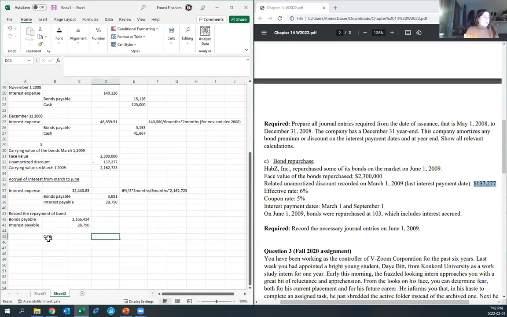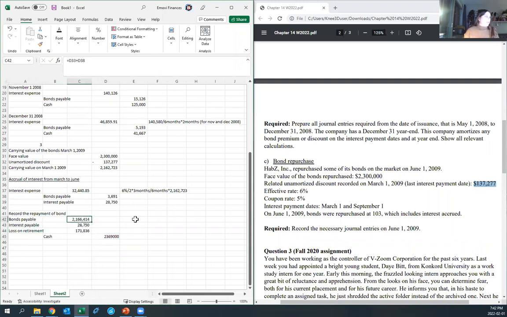And the cash amount is 1.03 times my maturity value of 2.3 million. So I'm going to have a loss, I'm pretty sure. Yeah, the amount of my debits here is smaller, so I'm going to have a loss on retirement of the difference between the two. I'm going to put the calculations on this side in a moment.